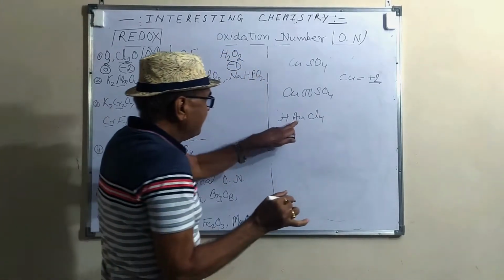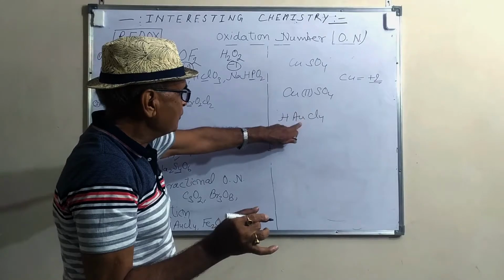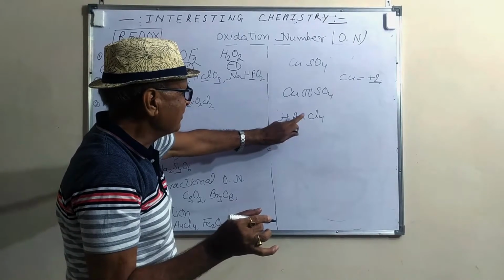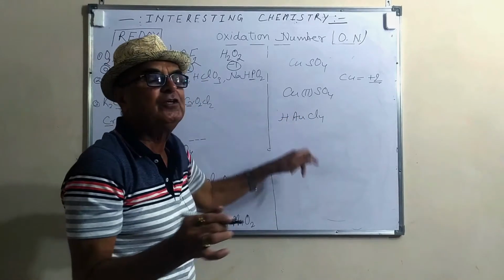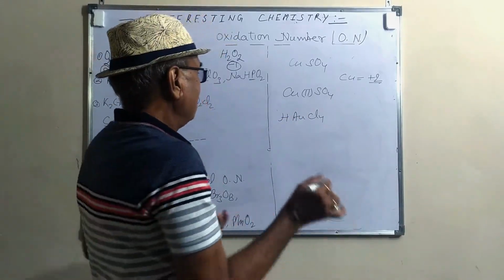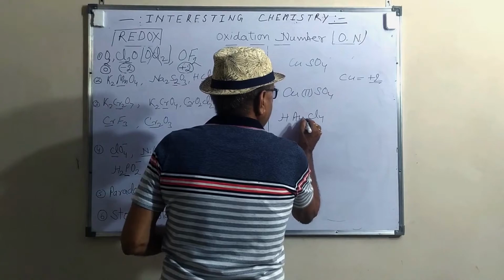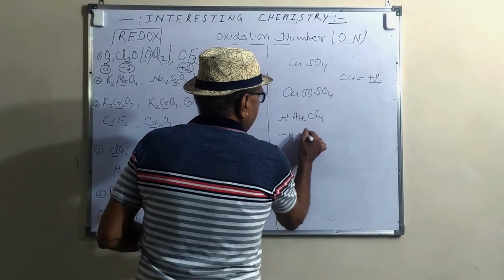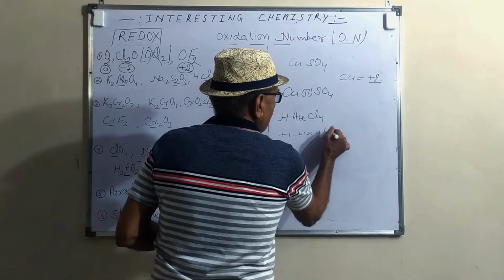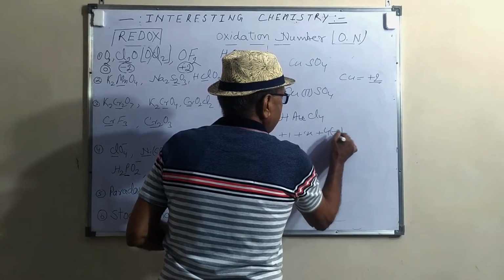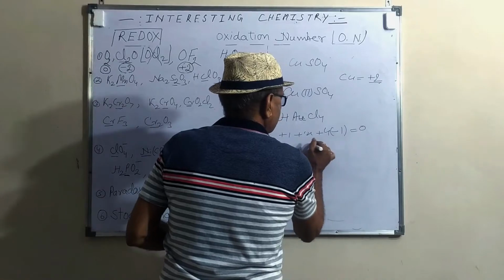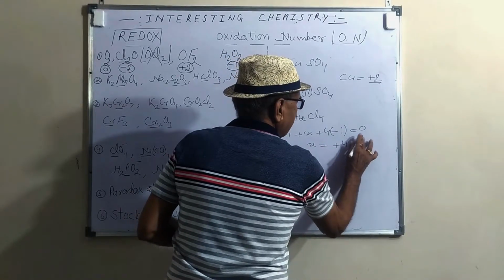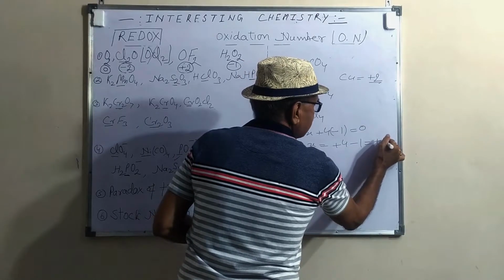HAuCl4. Here this is the transition element. You should know the oxidation number of this Au. Let x be the oxidation number of Au: x plus 4 times minus 1 is equal to 0. So x is equal to +4 minus 1, which is +3.